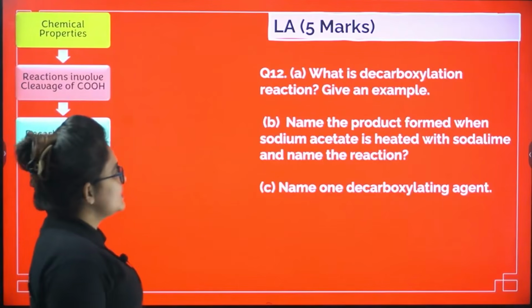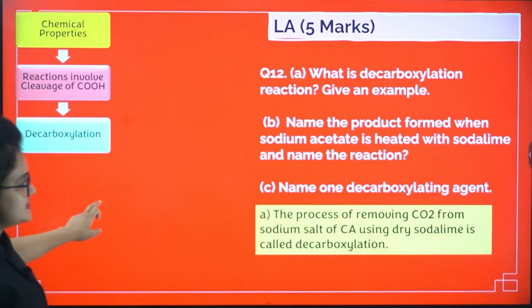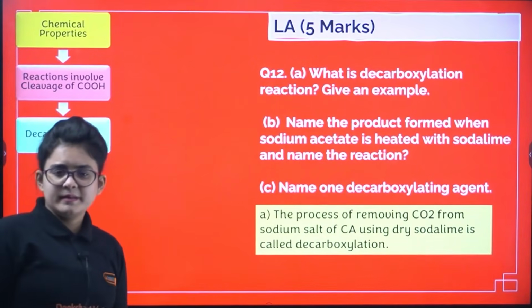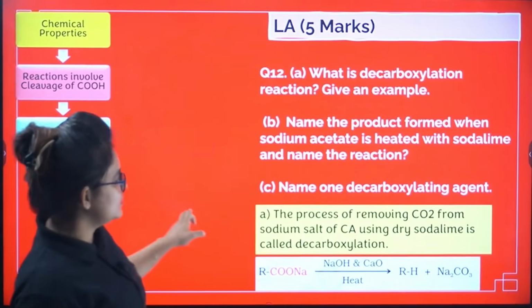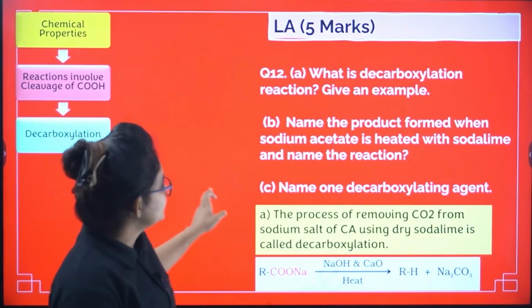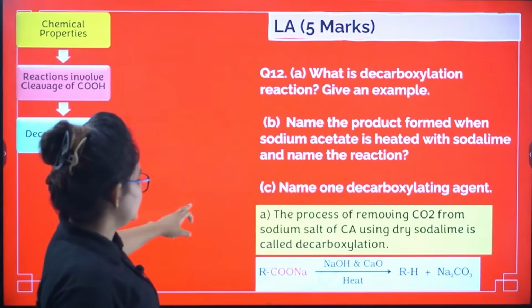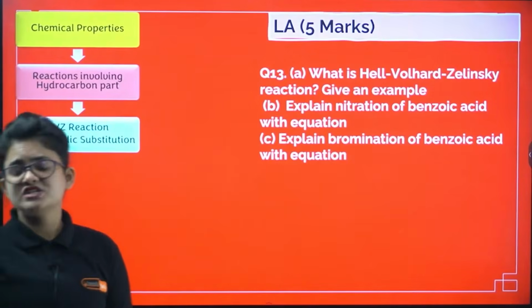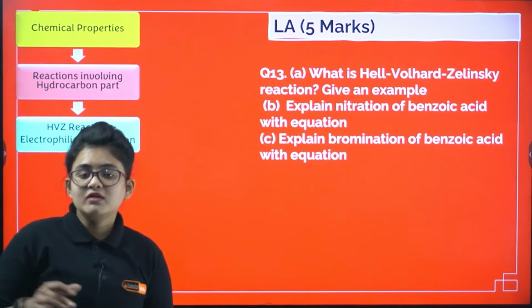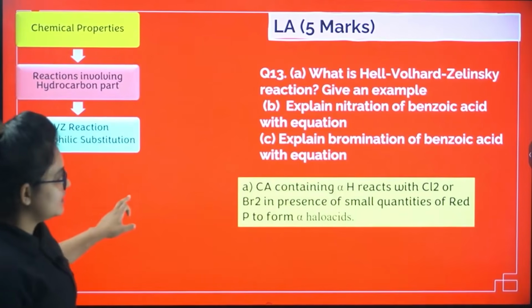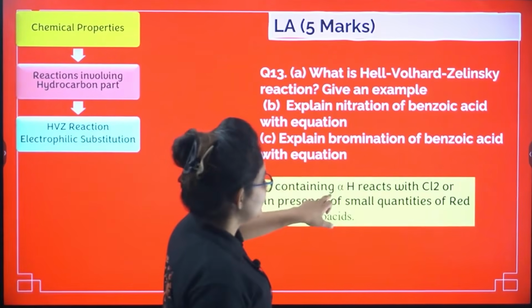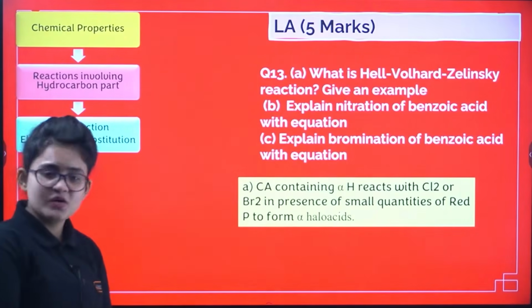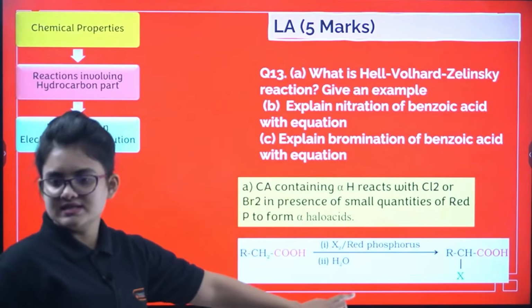Okay, proceed. What is decarboxylation reaction? Give an example. Here you can see the process of removal of CO2. That is called decarboxylation. The reagent is soda lime, you can use NaOH plus CaO. And the decarboxylating reagent, that I already told you, is soda lime. Next, what is Hell-Volhard-Zelinsky reaction? Give an example. Hell-Volhard-Zelinsky reaction is basically to get an alpha halocarboxylic acid. A carboxylic acid containing alpha hydrogen reacts with chlorine or bromine in presence of red phosphorus, and you will get alpha halocarboxylic acid, right?